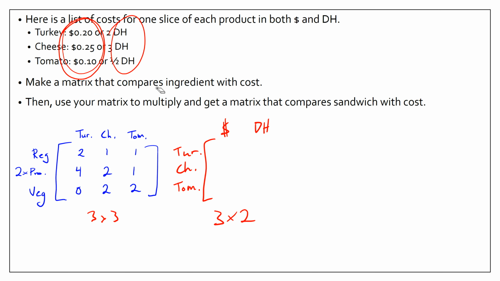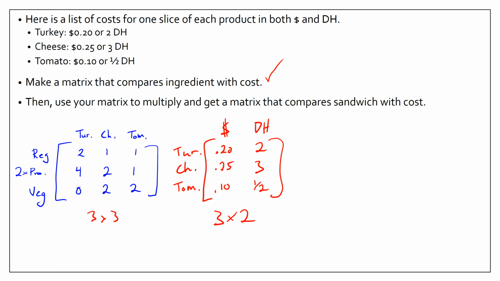And let's go ahead and put the information in there. For turkey, I know that it's $0.20 and 2 dirhams. Cheese is $0.25 and 3 dirhams. And tomato is $0.10 or 1/2 dirham. All right, sweet. So this one is good. I made a matrix that is encapsulating the data of the ingredients with the price.